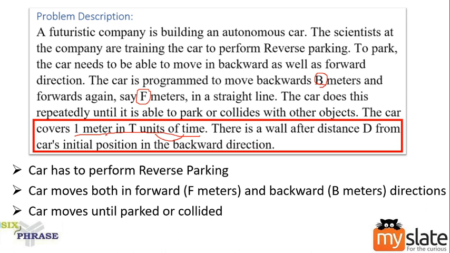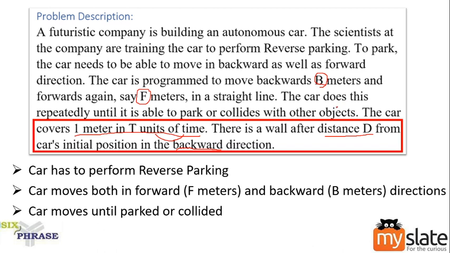Look at the last line, the most important line. There is a wall at a distance d from the car's initial position in the backward direction. Backward direction means behind the car, there is a wall at a distance of d meters.